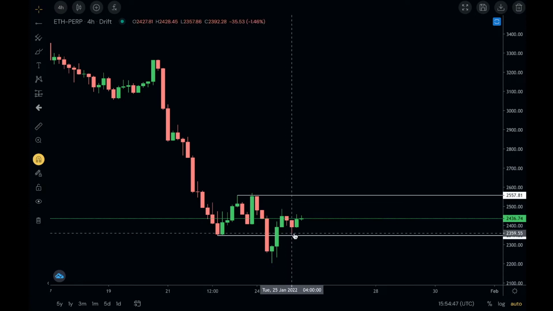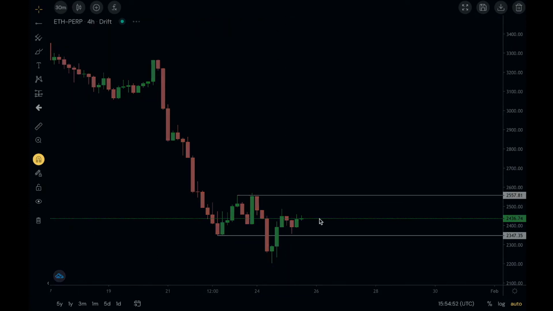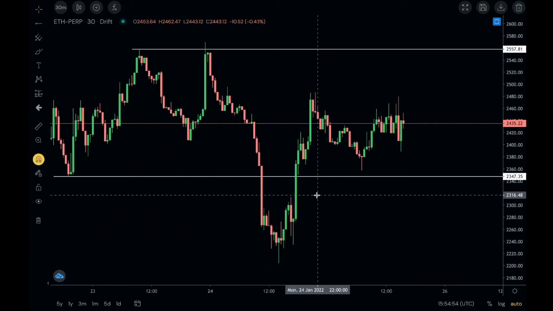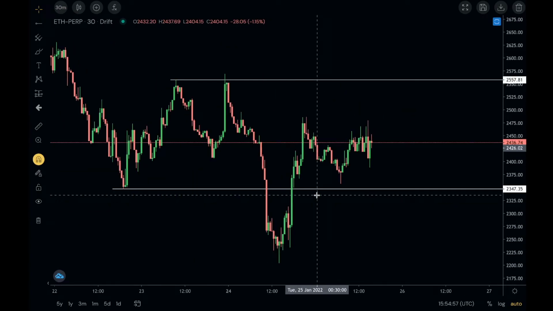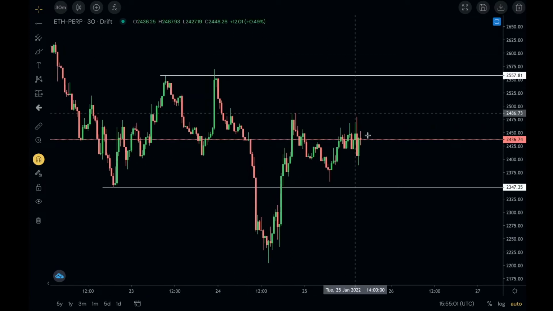We don't touch it. It was close, but this is why you should go on lower time frame to see what's going on. And so the range here is a lot cleaner than BTC. It's easier to define your boundaries. We're in the middle of the range right now.